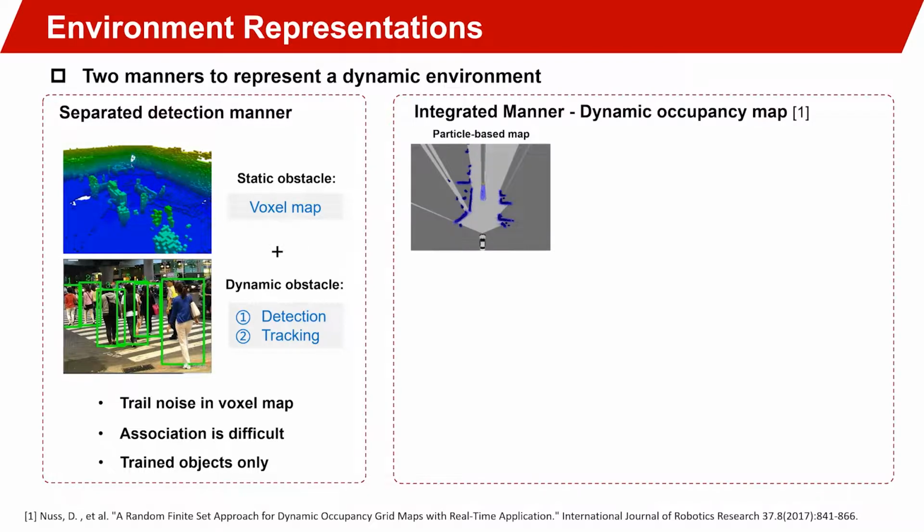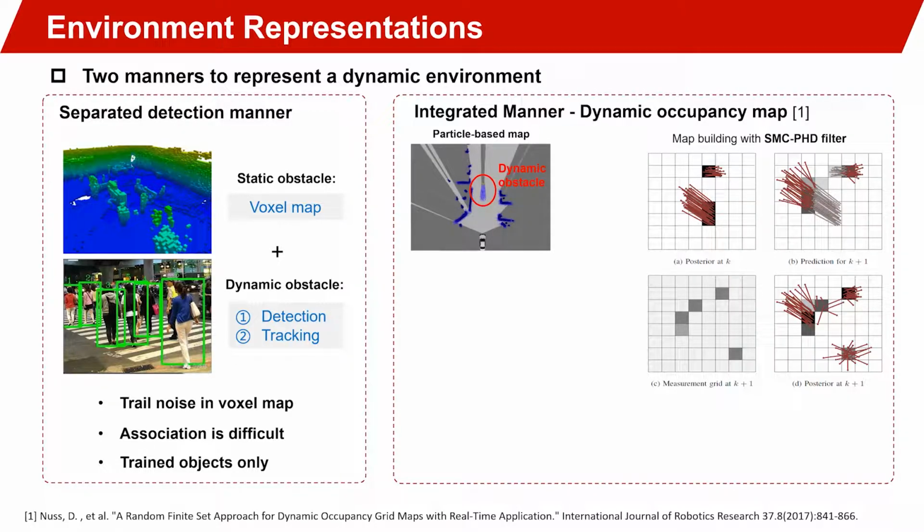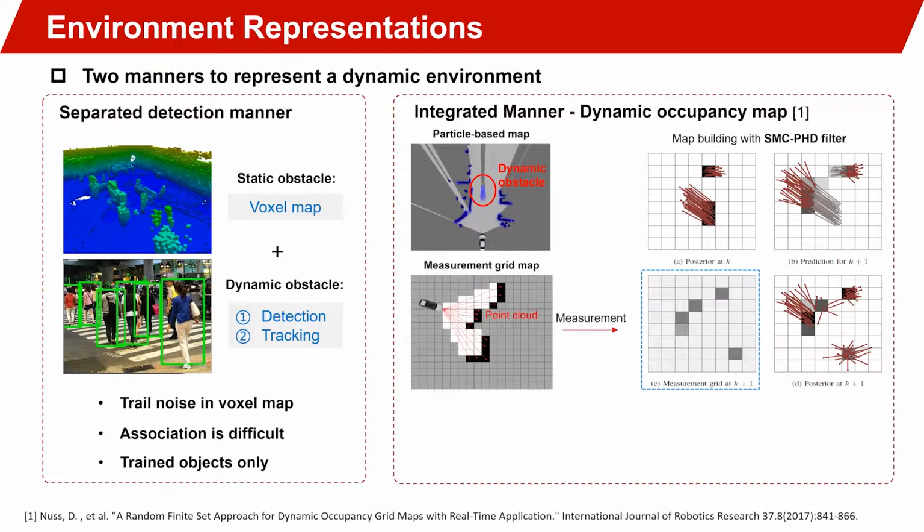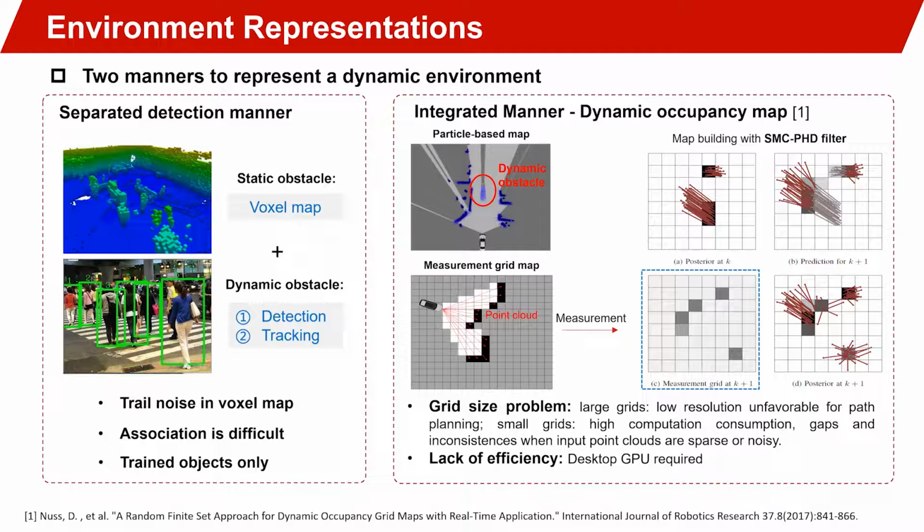The second manner is to use dynamic occupancy maps. Particle-based map is a promising dynamic occupancy map that draws recent attention. Current particle-based maps are grid maps. Particles with velocities are used to estimate the occupancy status and the velocity of the grids. The input is a measurement grid map generated by ray casting. This kind of grid map suffers from the grid size problem.